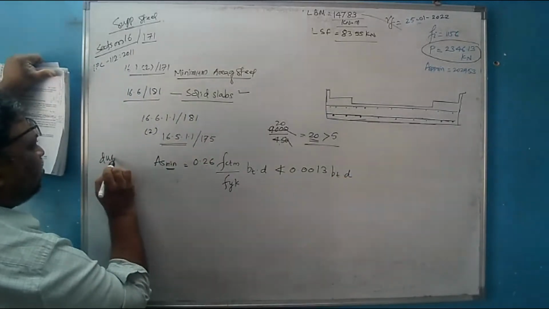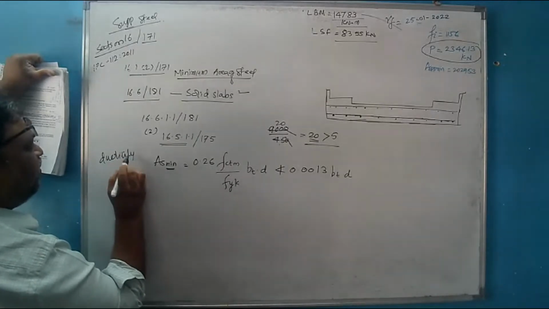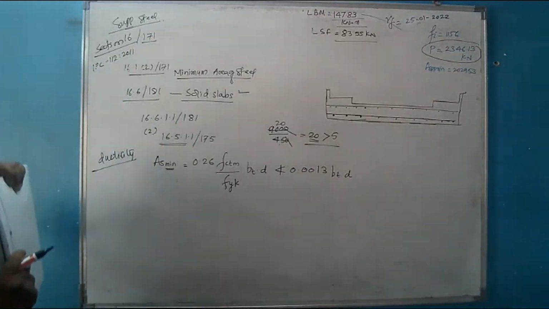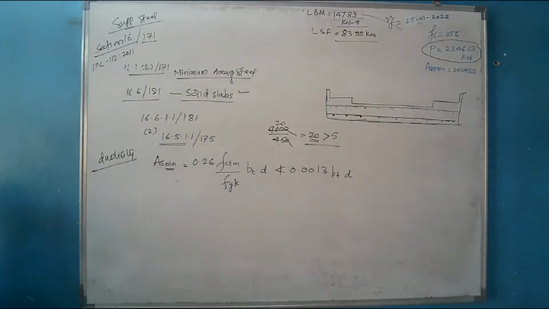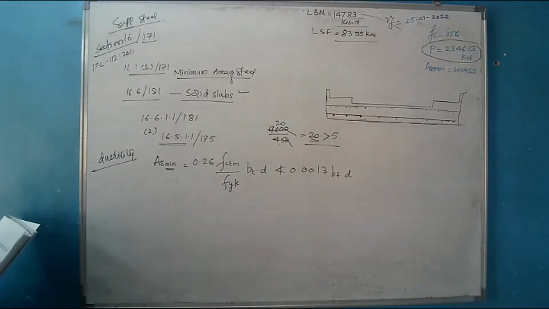This is from ductility limits, from the ductility criteria. So that the section must be sufficiently ductile. What is the minimum area of steel to be provided? This equation is available on page number 175, 16.5.1.1.